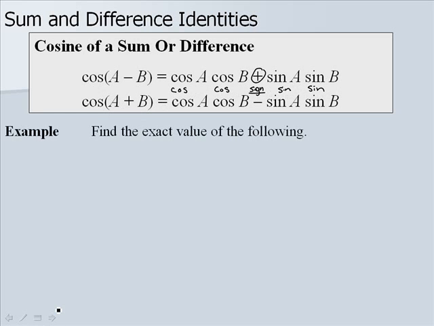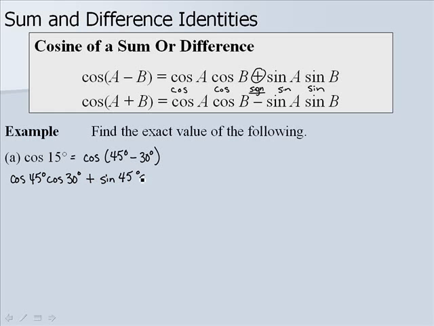So let's do an example. We want to find the exact value of the following. First, let's do the cosine of 15 degrees. We can rewrite 15 degrees as 45 degrees minus 30 degrees. I chose those two because those are two angles that we know using our right triangles. So we'll split it up, and we have cosine 45, cosine of 30. The sign changes to plus, and then we have the sine of 45 and the sine of 30.